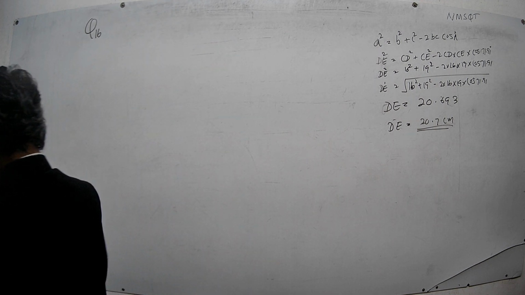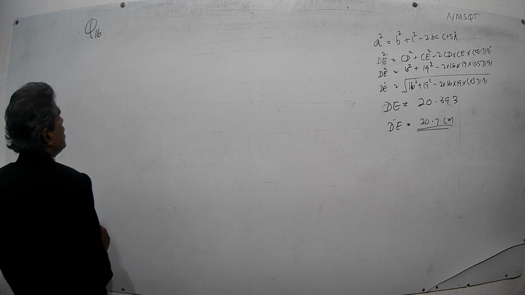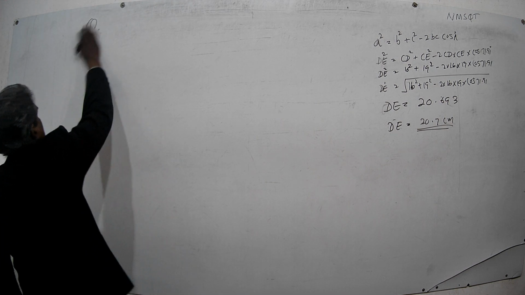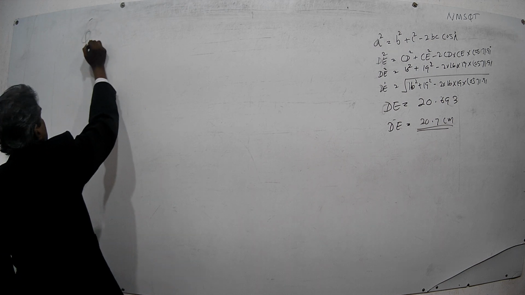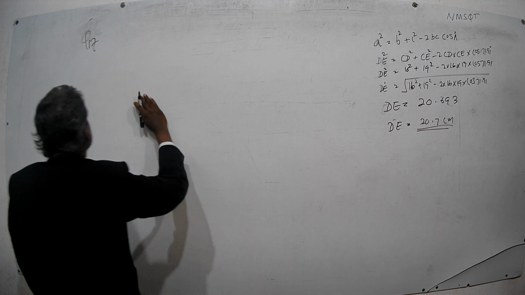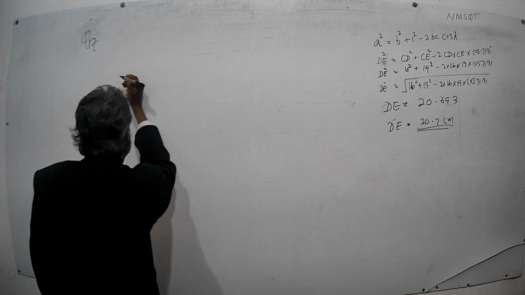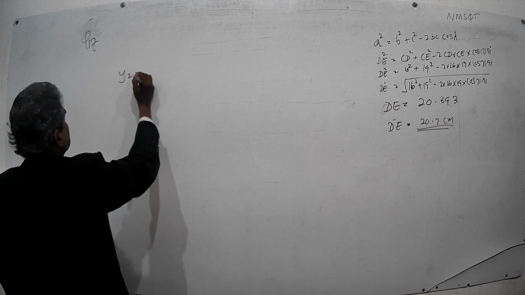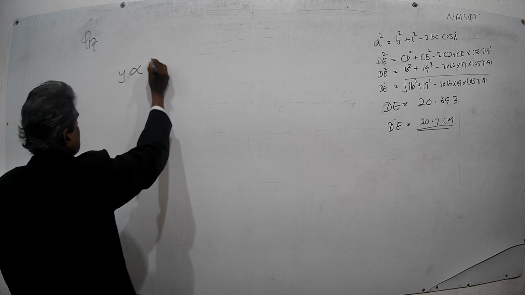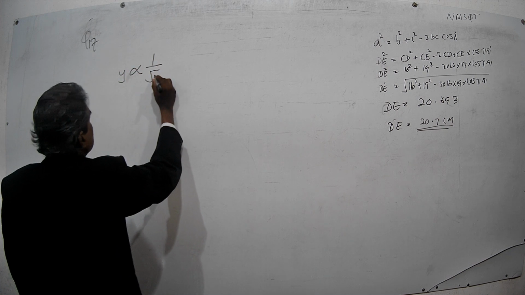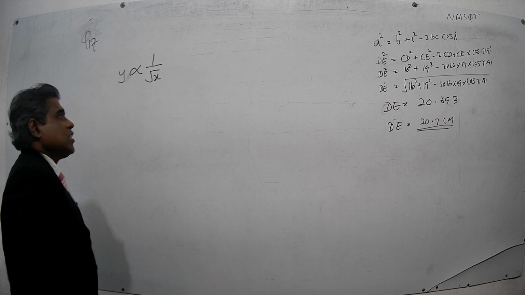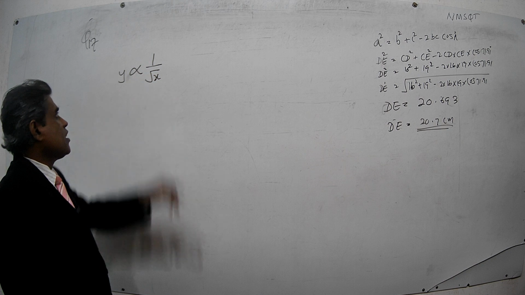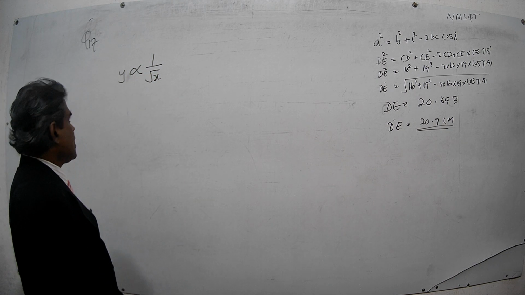If y is inversely proportional to the square root of x, this is now question 17, then it is written like this: y is proportional inversely to the square root of x. Then when you write the inverse proportion, you have to write it as a fraction where the numerator is 1.